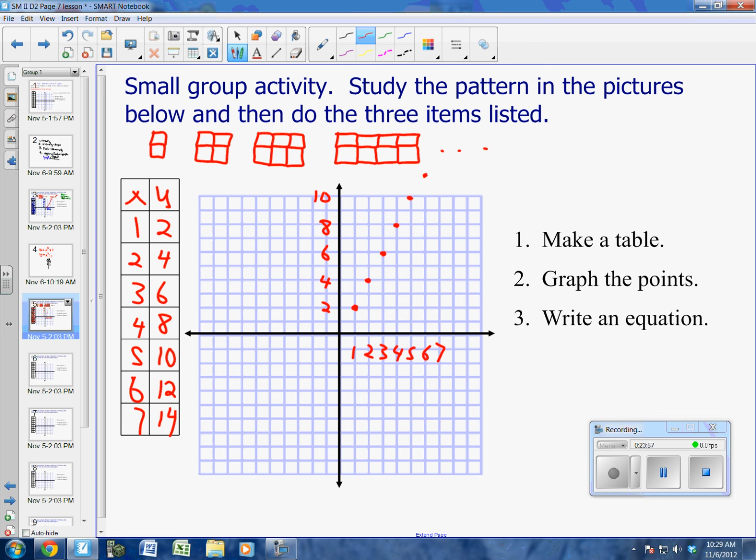Is this making quadratic, linear, or exponential? Linear, right? You guys see that? That is a linear equation.